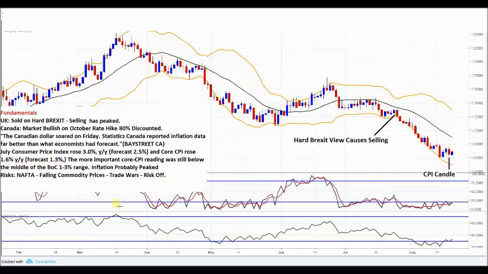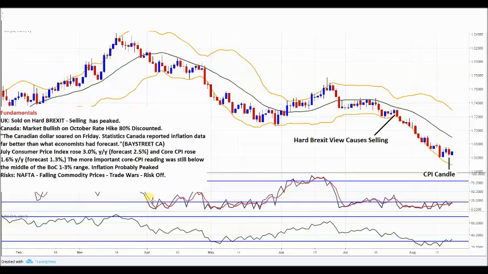But what you've got to keep in perspective is the more important inflation number is always the core CPI. The reading was still below the middle of the Bank of Canada's 1 to 3% range, so it's below 2%. They're not going to be raising rates on that in our view. Also, inflation has probably peaked and it's probably going to start to move down in Canada from current levels. So we don't see a rate hike in October as guaranteed at all.